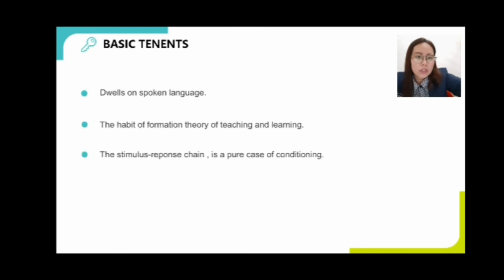And third, the stimulus-response chain is a pure case of conditioning. Behaviorist learning theory emphasizes conditioning and building from the simplest conditioned response to more and more complex behaviors. This means that clauses and sentences are learned linearly, as longer and longer stimulus-response chains produced in a left-to-right series of sequences.